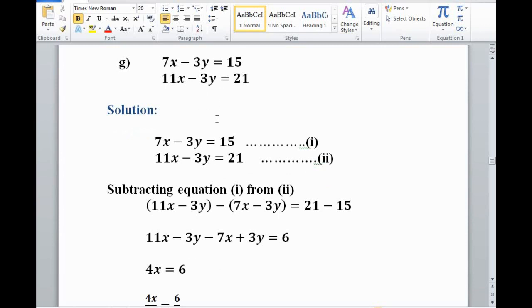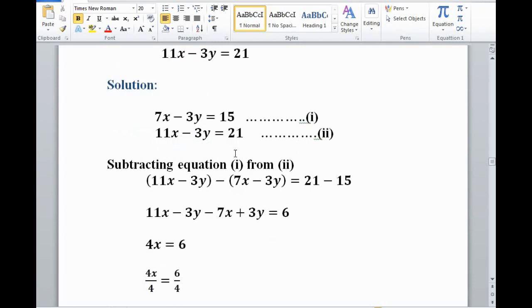To solve these two equations, first of all, let's name them equation 1 and equation 2. We have two same coefficients of variable y in these two equations, which is negative 3 and negative 3. Now to eliminate y, let's subtract equation 1 from equation number 2.